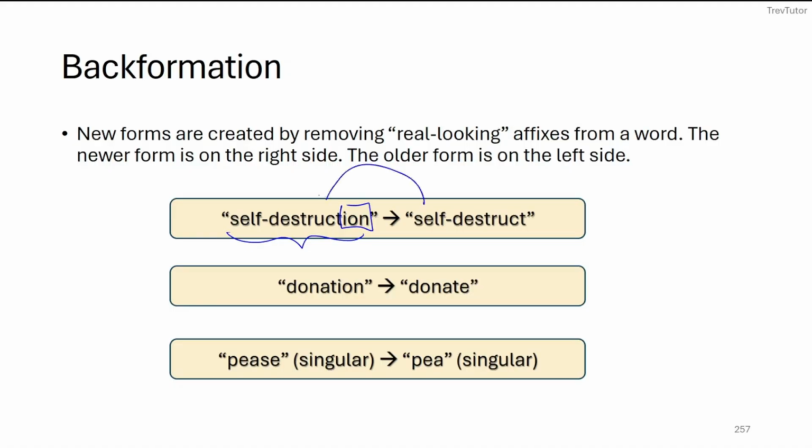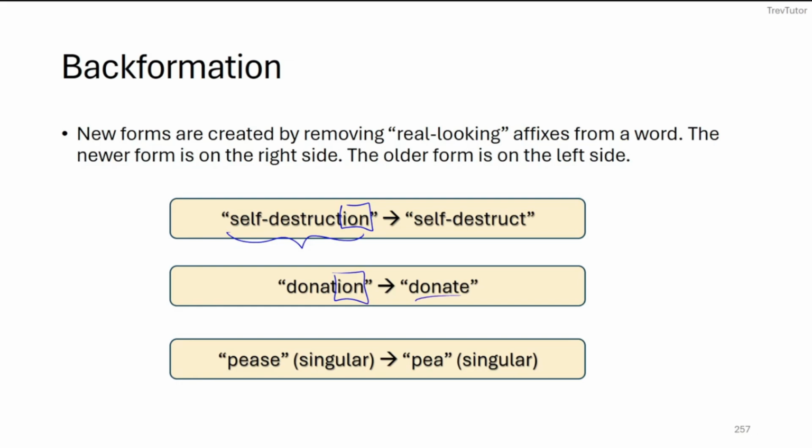So instead of adding an affix like you would expect, what's actually happening is a word looks like it has an affix on it, and people remove it to produce a new word. Same with donation to donate. Donation was the original word. We have that ion suffix on it. We remove it, and then we get the verb donate.